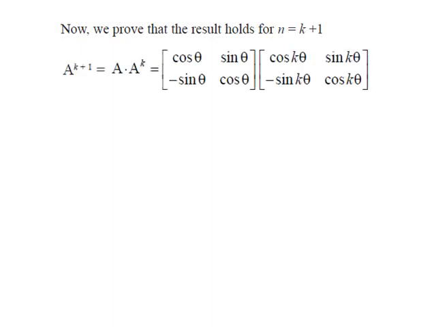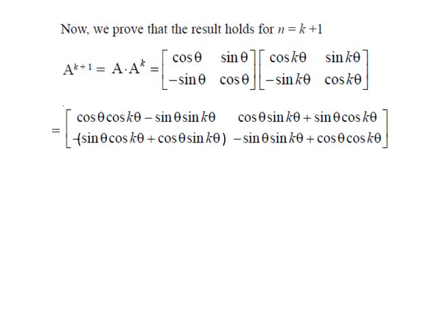Let's start with A raised to power k plus 1. A raised to power k plus 1 can be written as the product of A raised to power k and A, or the product of A and A raised to power k. In place of A, write the given matrix, and in place of A raised to power k, write the matrix from assumption. As both are square matrices of the same order, that is 2, the product of these two matrices is defined and it is also a square matrix of order 2.